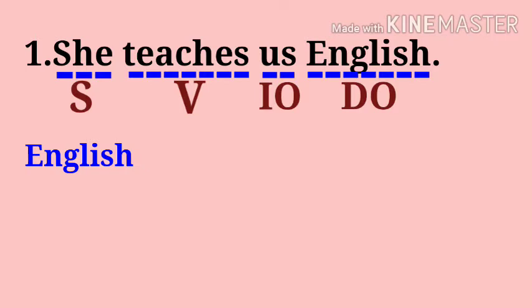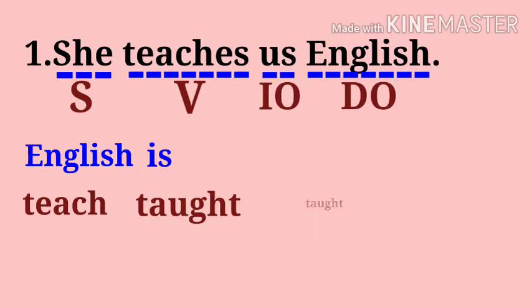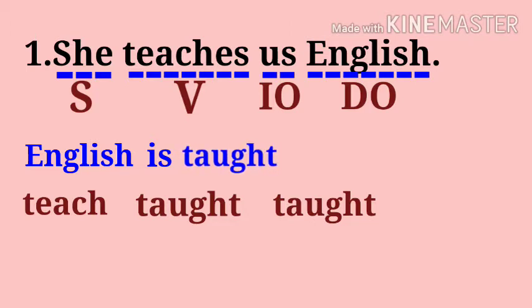So you have to use is as your auxiliary verb. Understand? So your answer is English is, and see the verb teaches. The base form is teach. So what are the three forms of this verb? Teach, taught, taught. In our passive construction, we have to use the past participle of the verb. So what is the past participle? Taught. So your answer is English is taught to us by her.